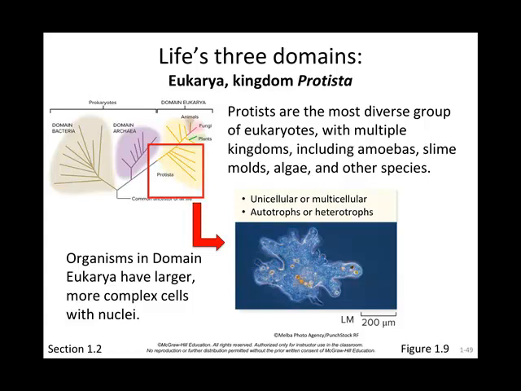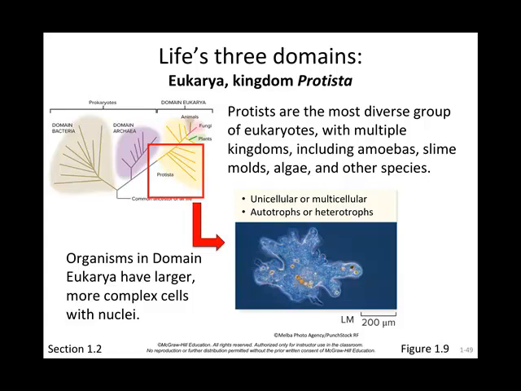On the other hand, organisms in the domain Eukarya have cells that have nuclei. This is just plural for nucleus. In the kingdom Protista, you have organisms that can either be single-celled or multicellular, meaning that the organism is made up of many cells. This includes organisms like amoebas and algae.